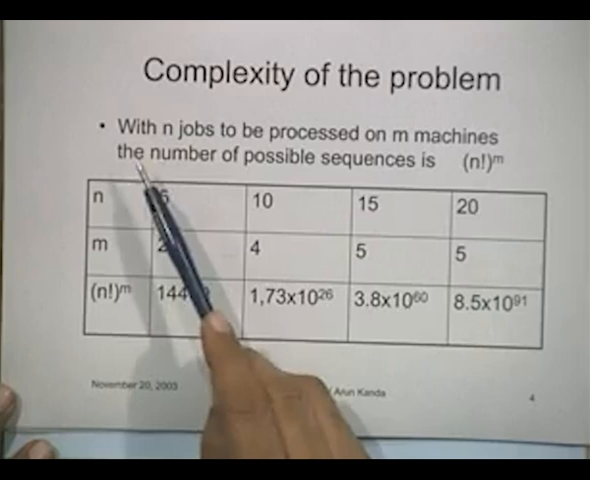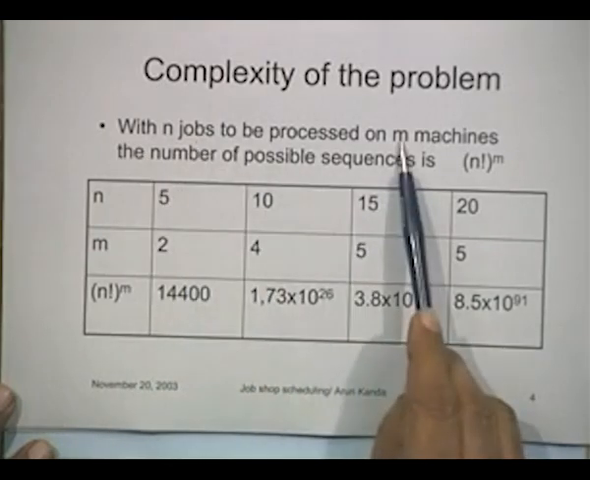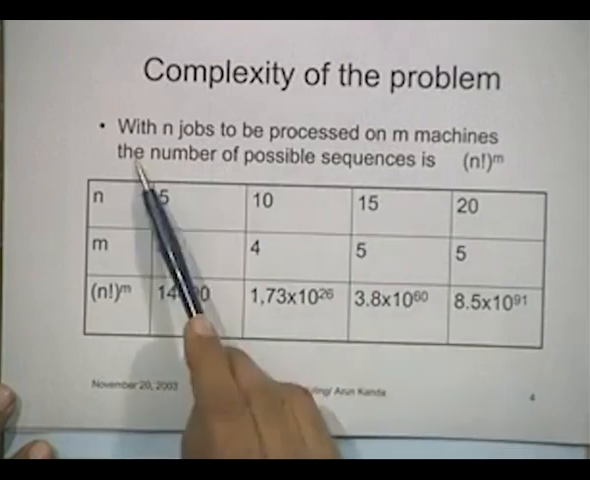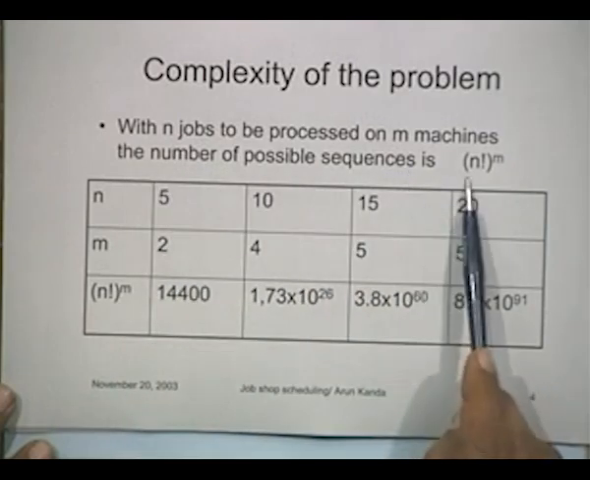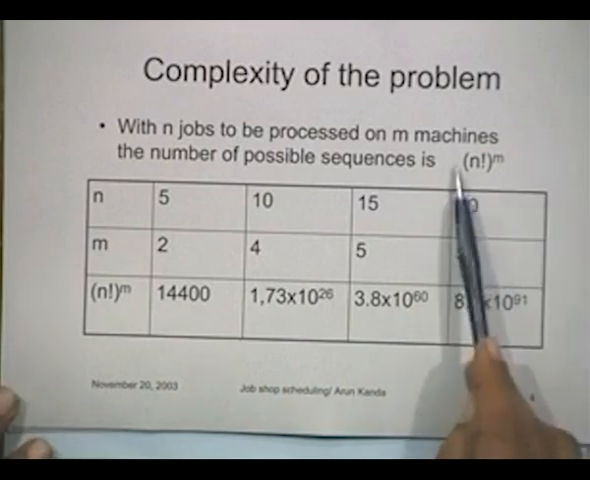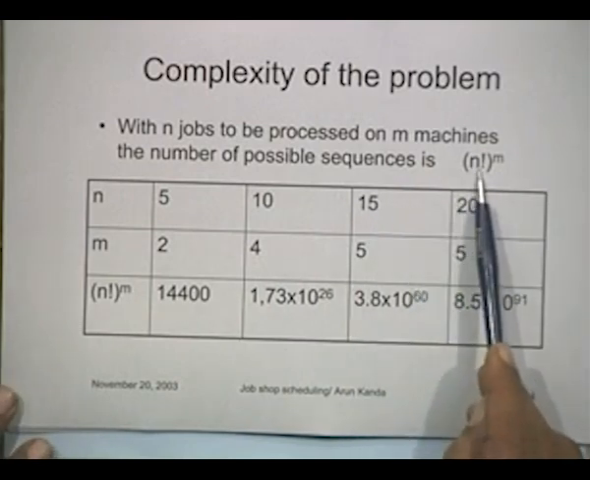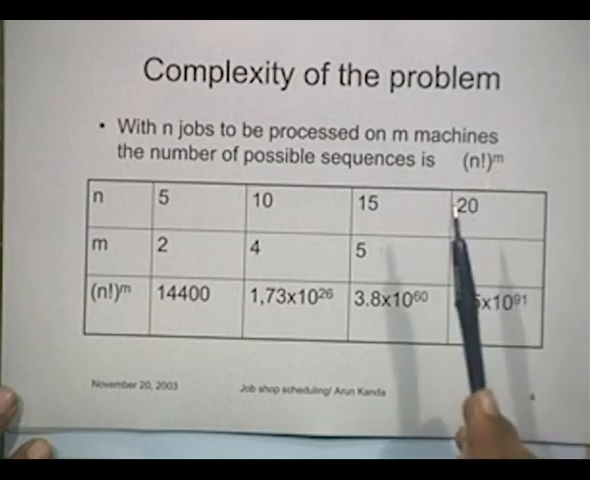The job shop scheduling problem is supposed to be a very complex problem. Mathematically, to give you an idea of how complex the problem could be, we have a general result which says that if there are n jobs to be processed on m machines, the number of possible sequences is n factorial to the power of m. This is the maximum number of sequences that are possible with n jobs and m machines.